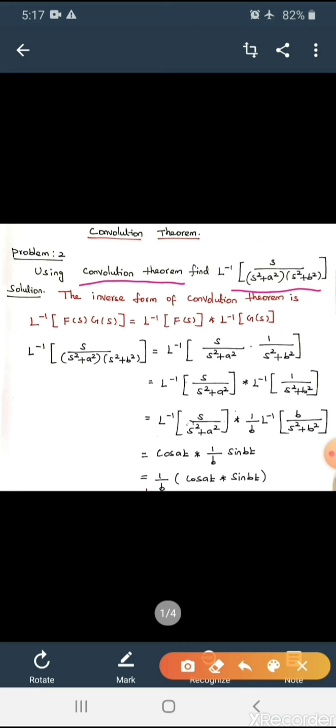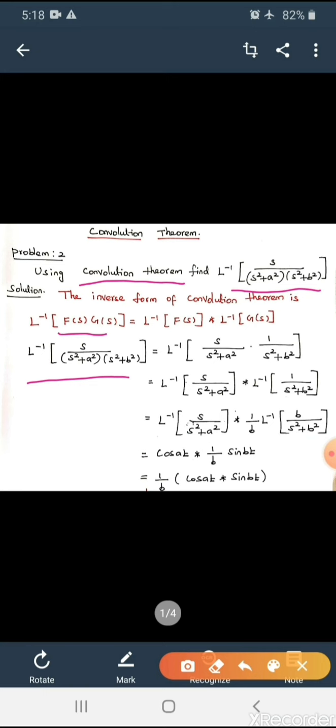For that, let us consider the statement. The inverse form of convolution theorem is L inverse of capital F of s into capital G of s is equal to L inverse of capital F of s convolution L inverse of capital G of s. Now let us consider the given problem. L inverse of s by (s square plus a square) into (s square plus b square).